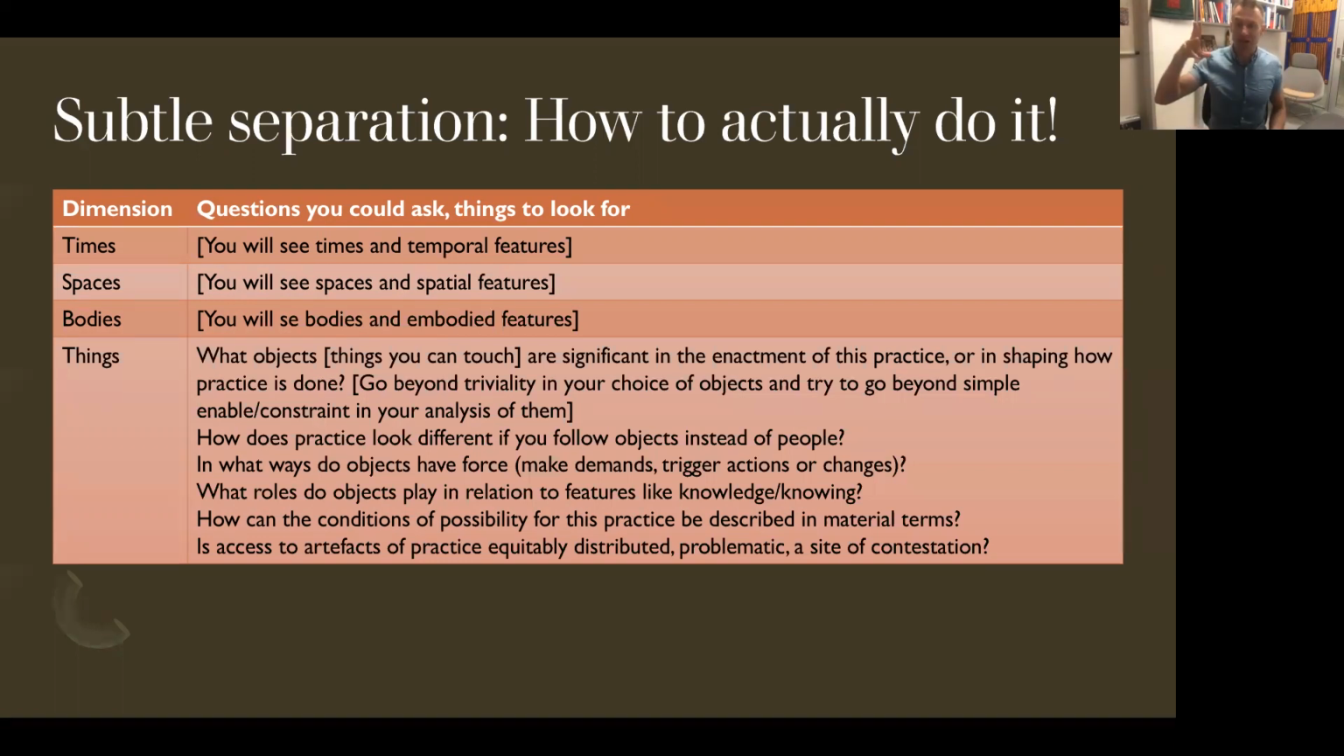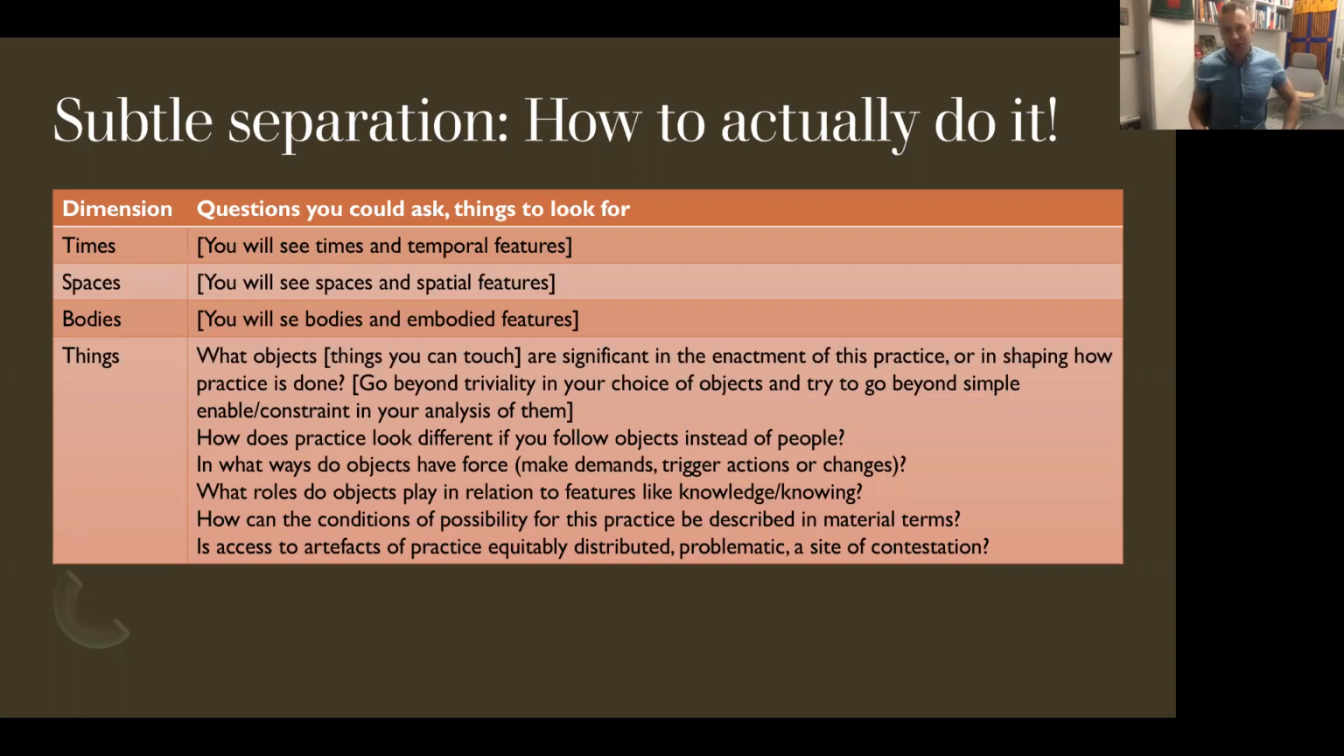Schatzki talks about artifacts, objects, and other things. I'm using the word things, objects here. It doesn't mean you're flabby about it, but I just want it to be an open starting point. So what are the objects? Stuff you can touch, really, that are significant in the enactment of this practice and in shaping how practice is done. Of course, human bodies are an object. They are also a thing, which is why I say these are not exclusive categories or concepts.